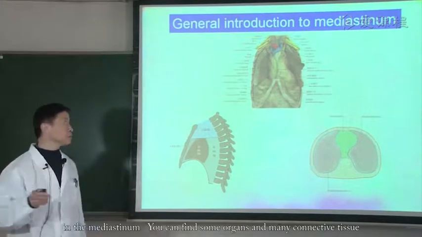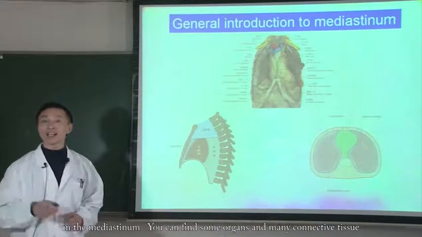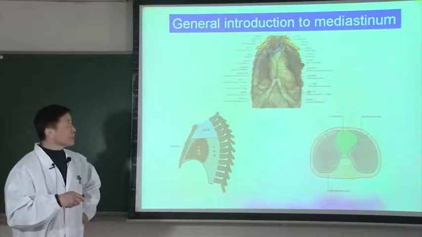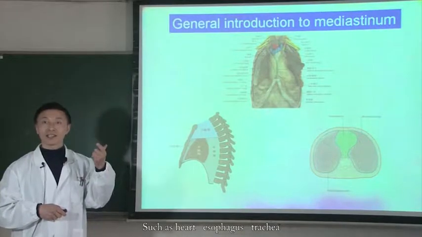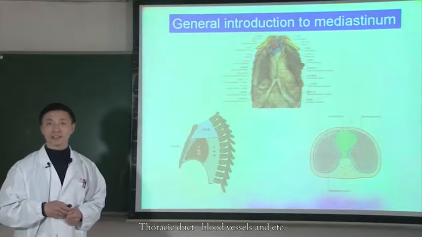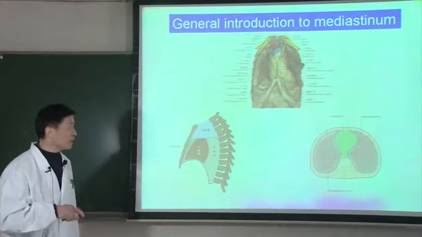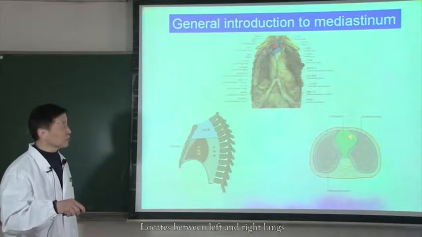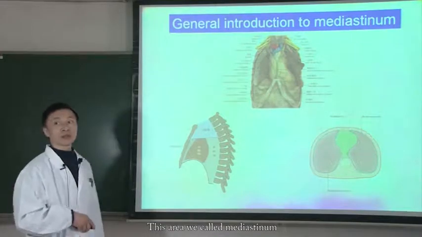In the mediastinum, you can find some organs and much connective tissue, such as the heart, esophagus, trachea, thoracic duct, blood vessels, etc. Here you can find the mediastinum located between the left and right lung. This area we call the mediastinum.